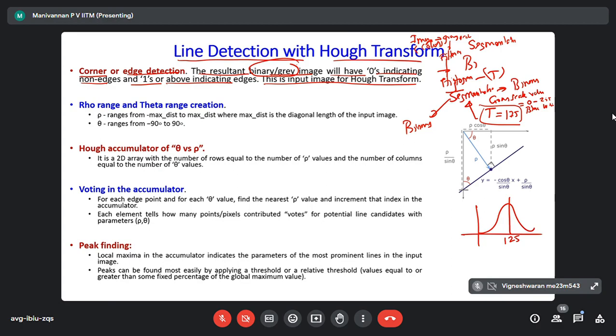Correct? Wherever there is a 1, the edge is there. In a binary image, an edge will be represented by 1. Other pixels will be represented by 0. Edge will be 1, others will be 0. So now that binary image will be given to your Hough transform. That's what we are talking about here. Correct? That means you have dots.